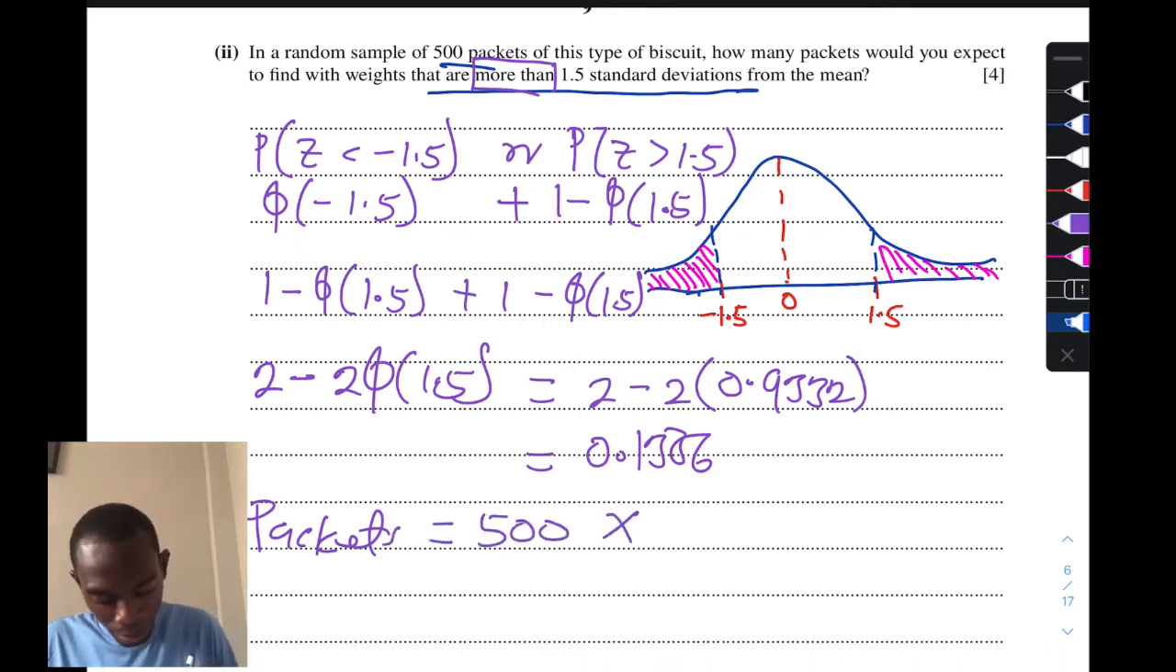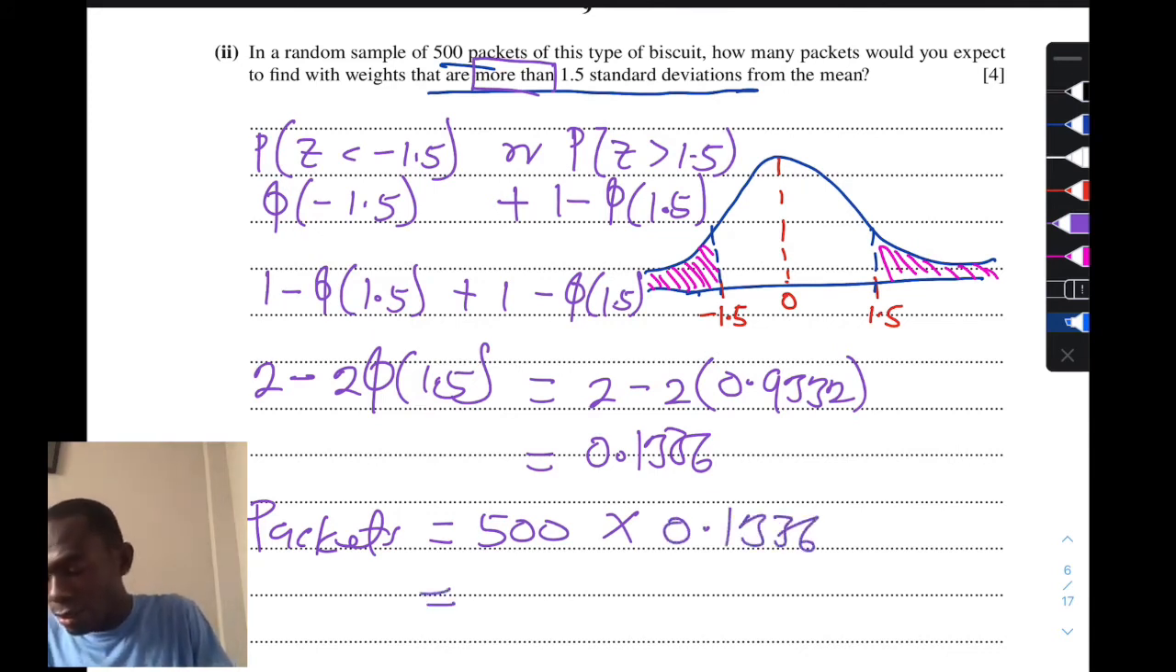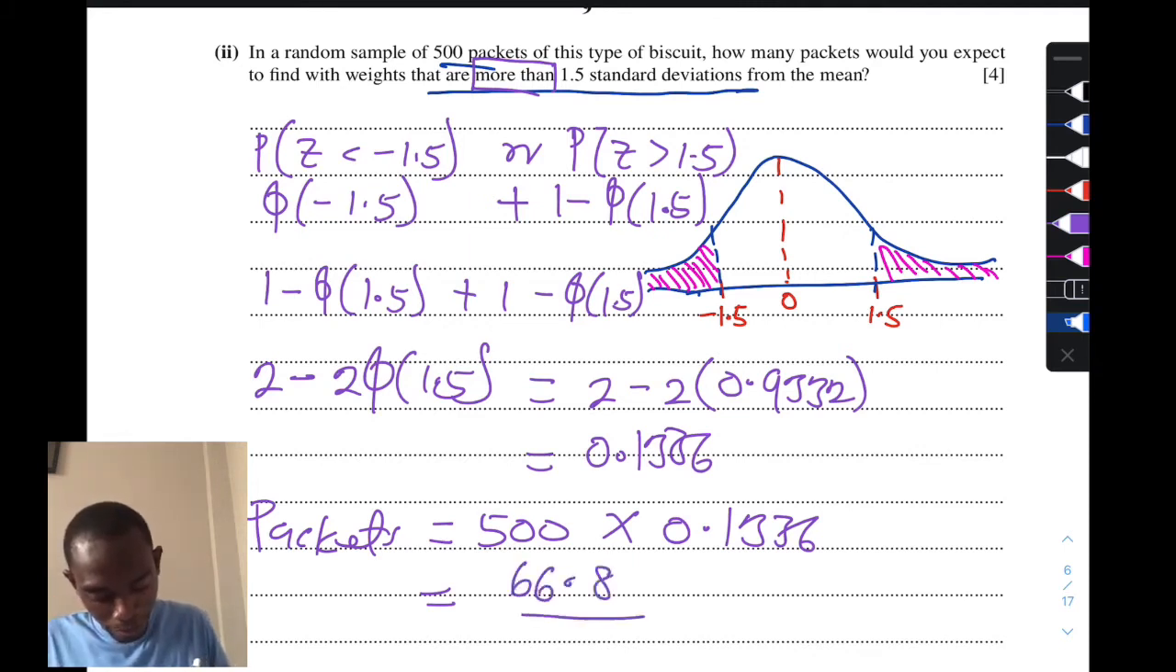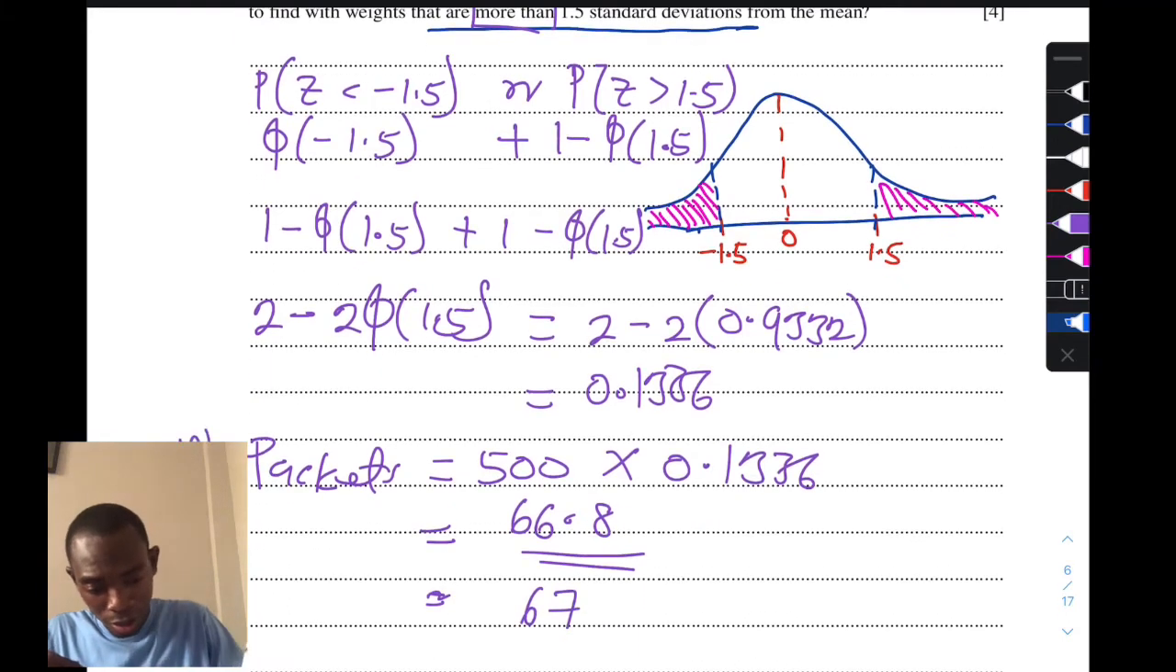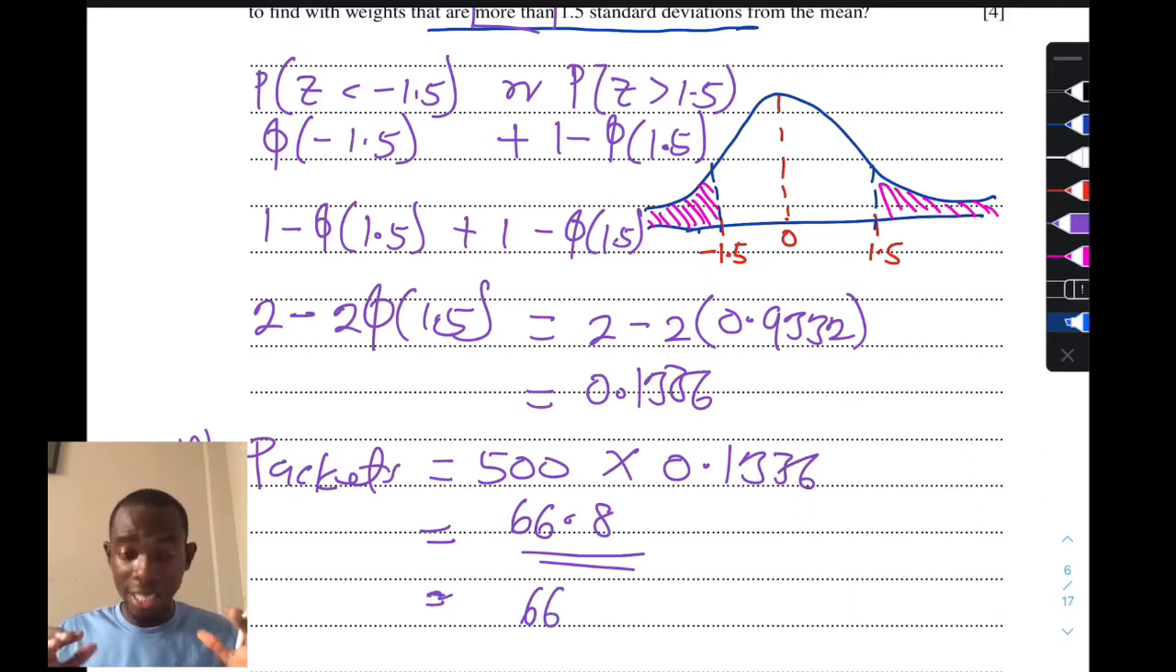500 times 0.1336, and that is 66.5. If you want to round it, well, you will not necessarily get 67 packs, so it's just about 66. You will not get 67, so it's just about 66 packs, because it doesn't necessarily reach 67, even though it's close. But you get the idea.